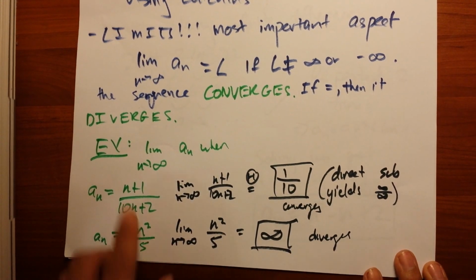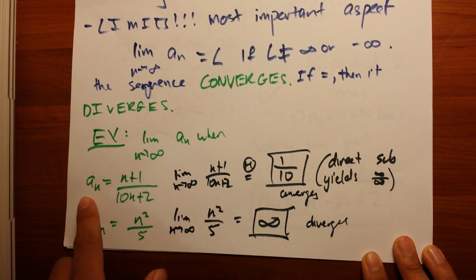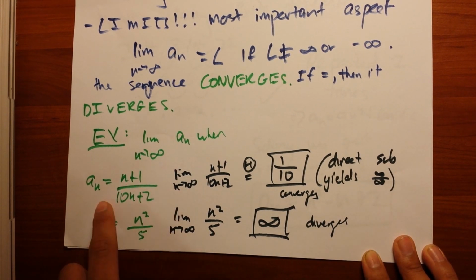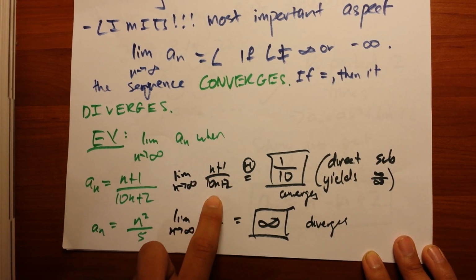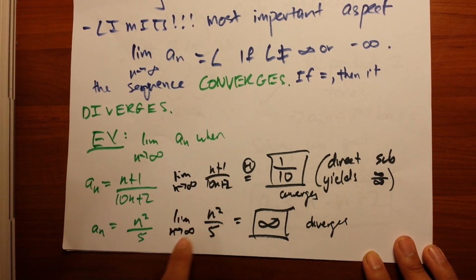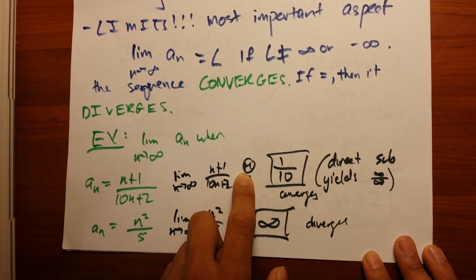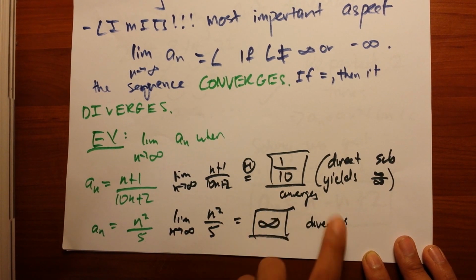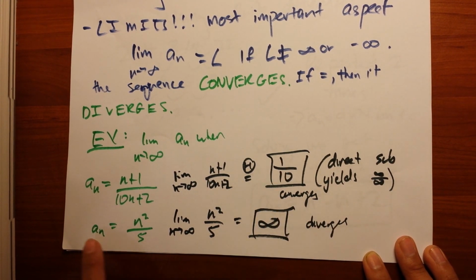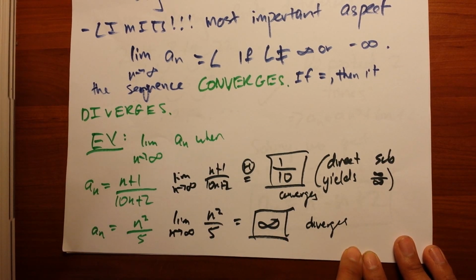Here's a simple example: the limit as n approaches infinity of (n + 1)/(10n + 2). When we plug in infinity, we get infinity over infinity, so we can use L'Hopital's rule. When we take the derivative of the top and bottom, we just get 1/10. So we know that this one converges. Now when we look at this one, n² over 5, it's pretty obvious that it diverges because the top just increases boundlessly.